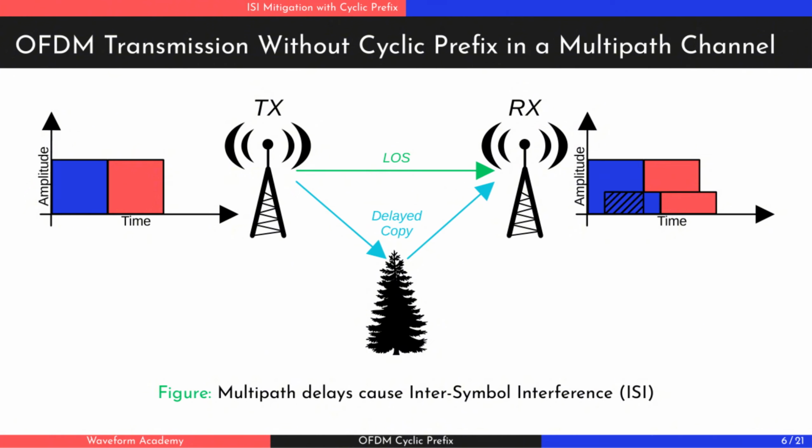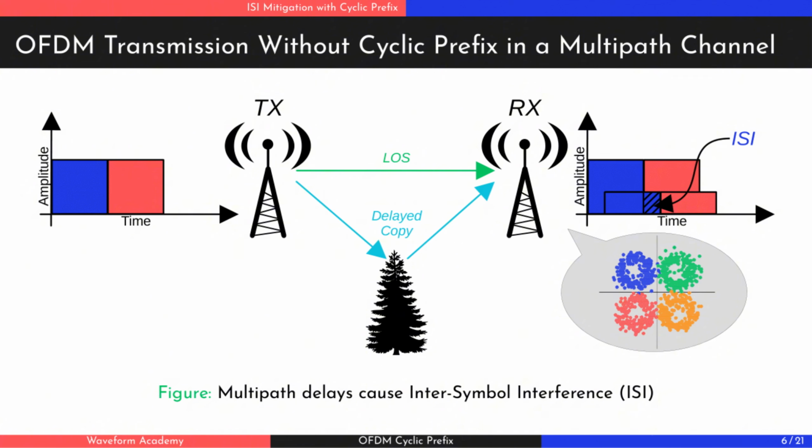When the original line of sight signal is combined with a delayed copy within the same symbol, it results in a small change in amplitude and phase, visible in the QAM constellation. However, the end of the delayed copy from the first symbol interferes also with the beginning of the second symbol. This unwanted effect can distort the signal and lead to errors in bit detection.